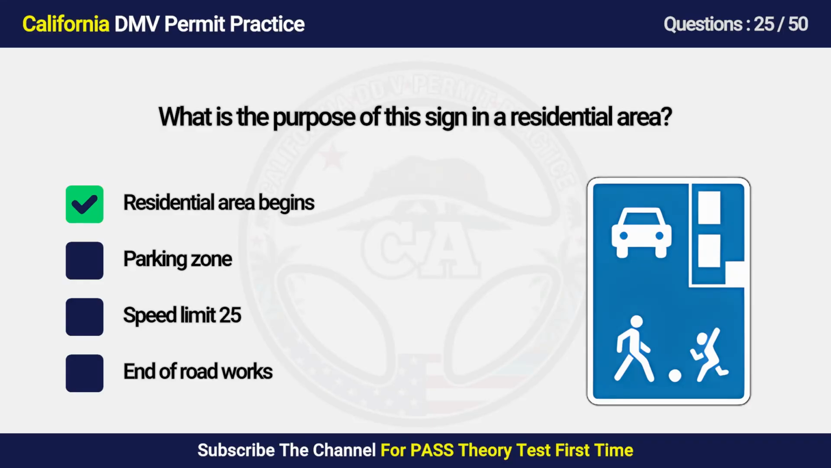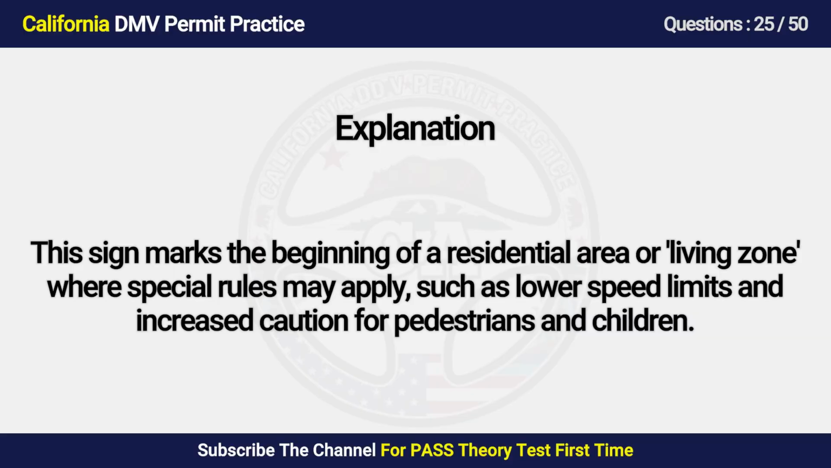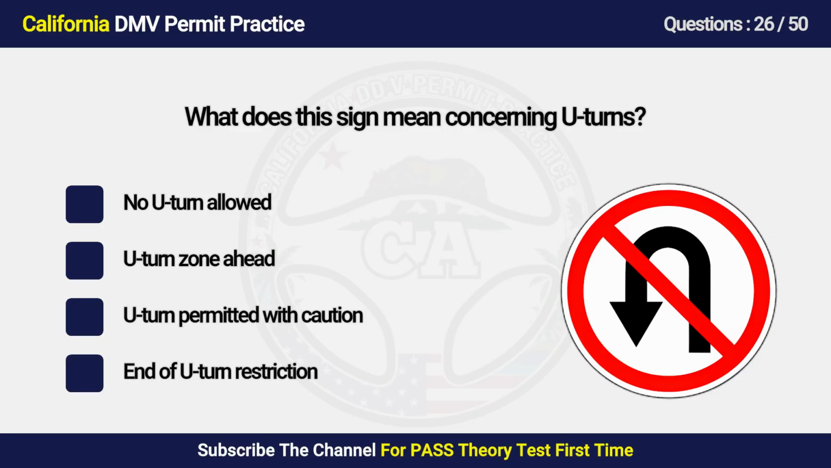Answer is A. Residential area begins. This sign marks the beginning of a residential area or living zone where special rules may apply, such as lower speed limits and increased caution for pedestrians and children. Question 26. What does this sign mean concerning U-turns?